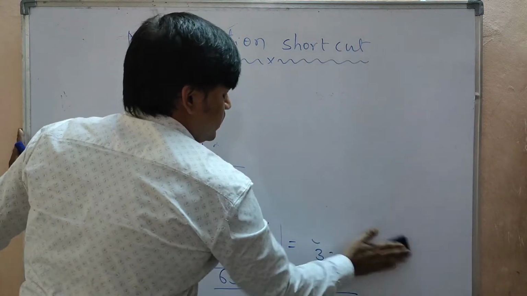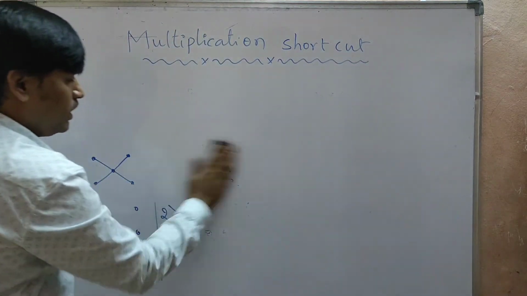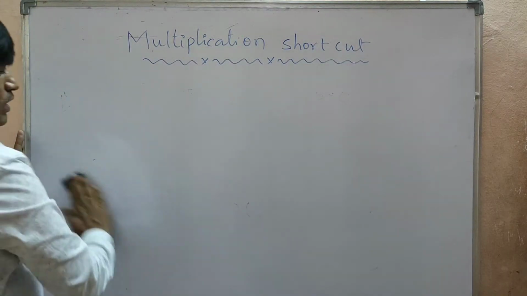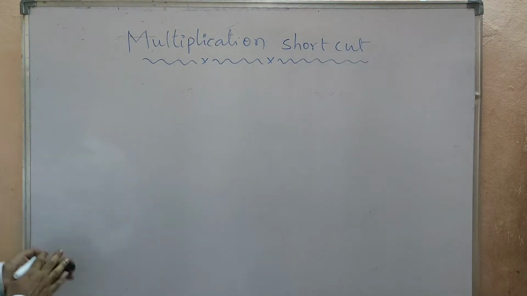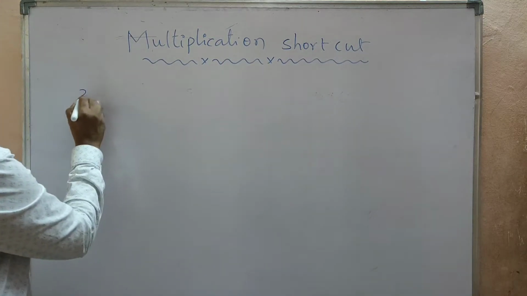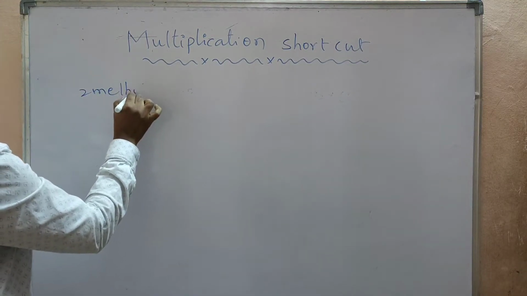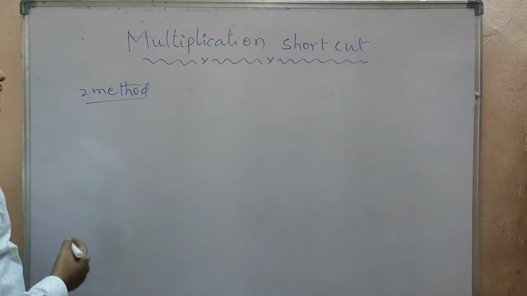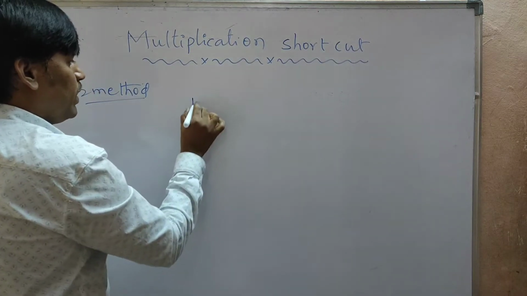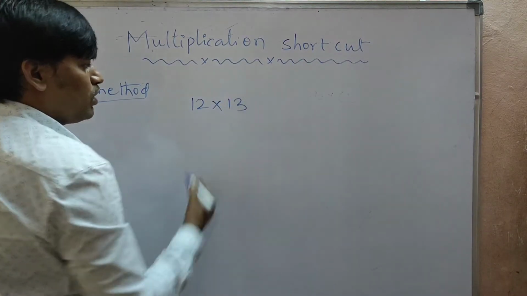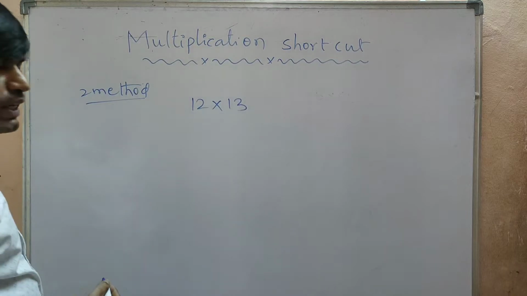your second method in multiplication. Okay, what is the trick? Once you can observe here. Now your second method is that, 12 into 13 is equal to how much?